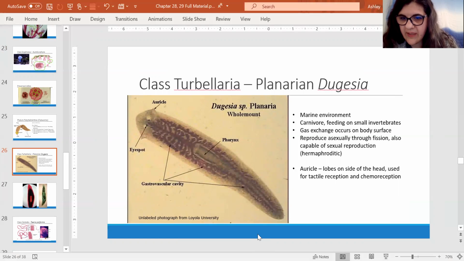And so here you can see that there are auricles. The auricles are the little projections from the side of the head. They're used for tactoreception and chemoreception. And then the eye spots are kind of giveaways for this as well. So we'll compare those to other ones that are parasitic, which will not usually have those structures.